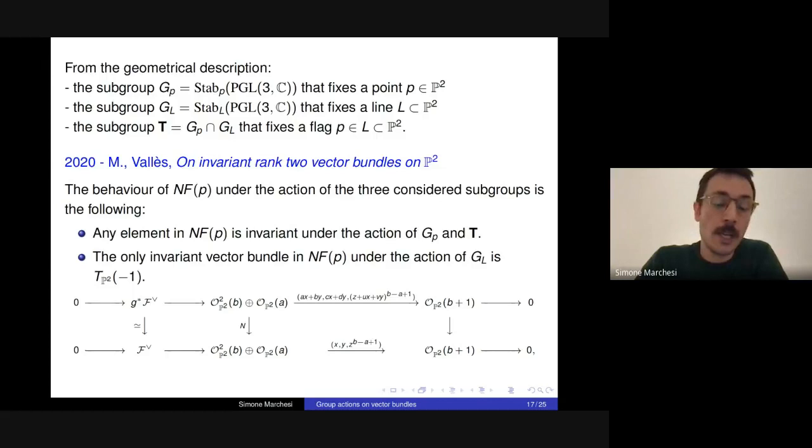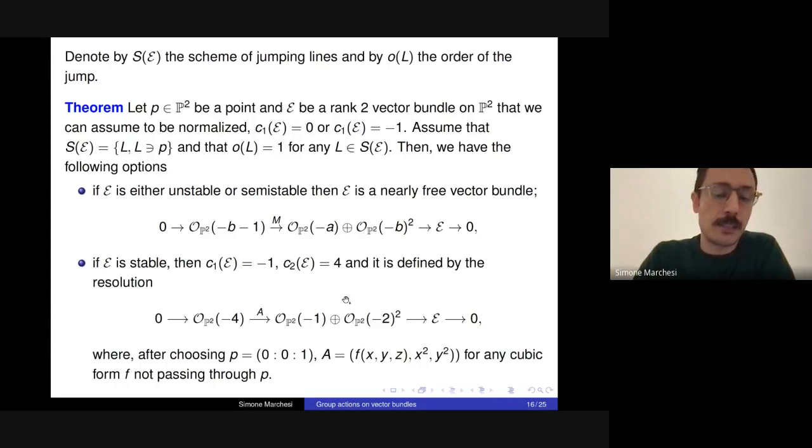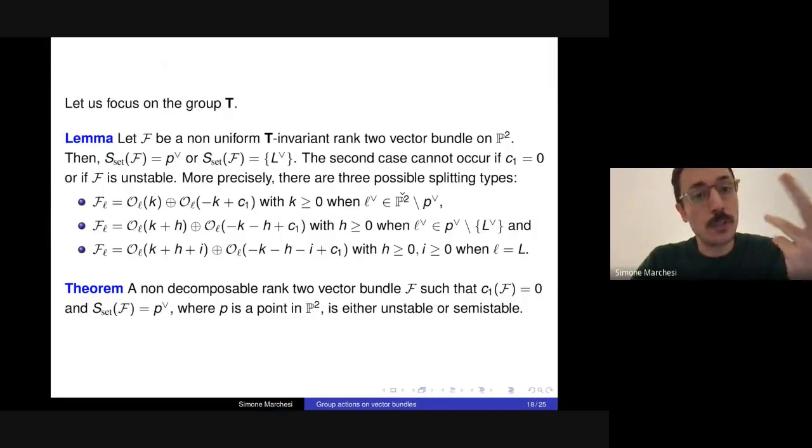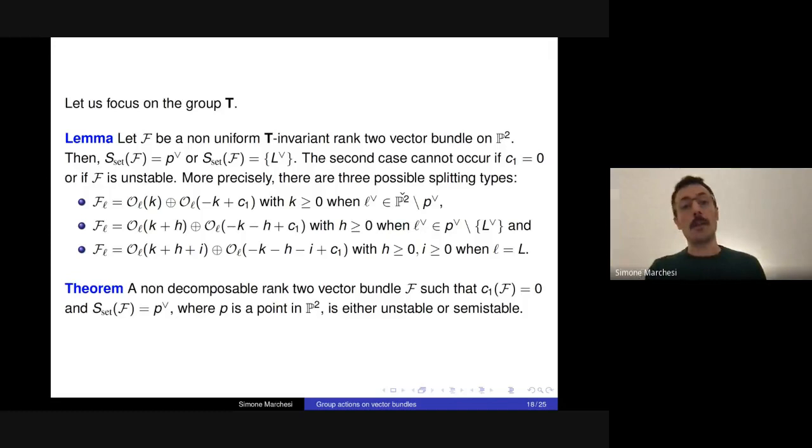On the contrary, the only invariant nearly free vector bundle under the action of G_L is the tangent bundle, a twist of the tangent bundle of P2. Because, just look at this, the tangent bundle is the only stable nearly free vector bundle, because that happens when A is equal to B equal to zero. Okay, that's a very specific case, and it's the only stable one. But so nearly free bundles are invariant. What about the contrary? Can we characterize invariant bundles under the action that we consider? And we focus on the group T, because if we manage to do it for the group T, then it will also imply the characterization for the group G_P.